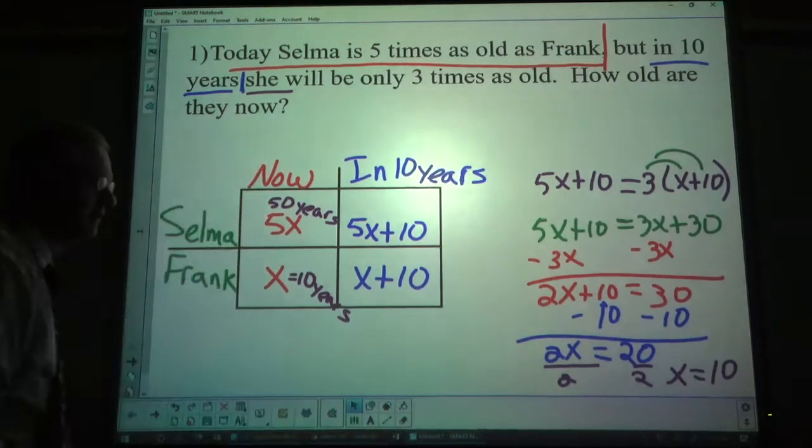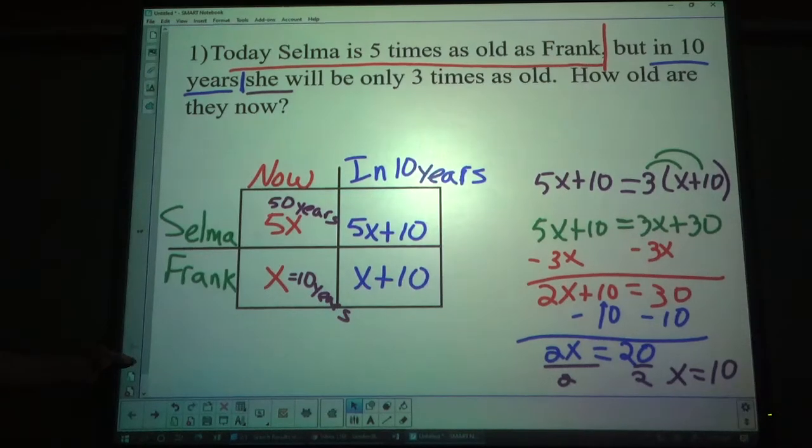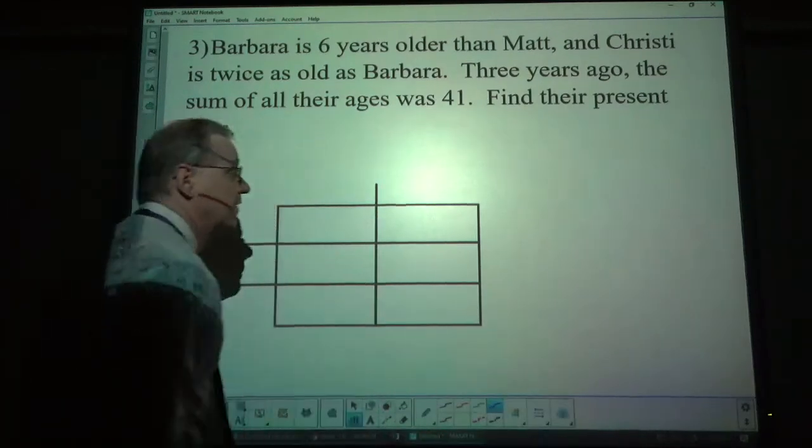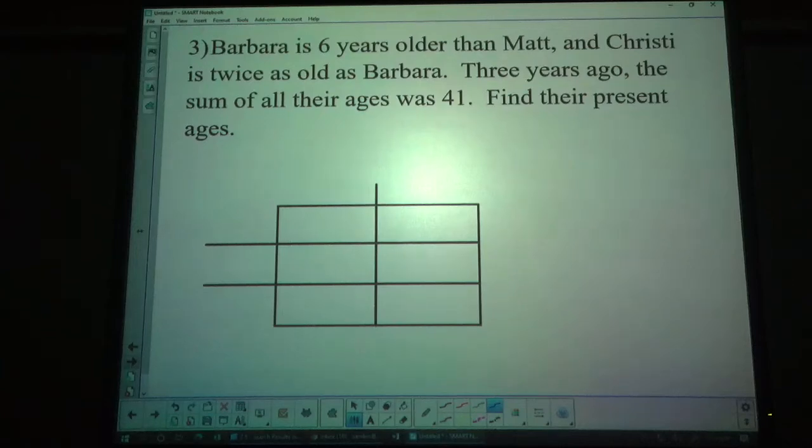All right. Let's try another example. Barbara is 6 years older than Matt, and Christy is twice as old as Barbara. 3 years ago, the sum of all their ages was 41. Find their present ages. All right, so in this one, we are now no longer talking about just 2 people. Now we're talking about 3.